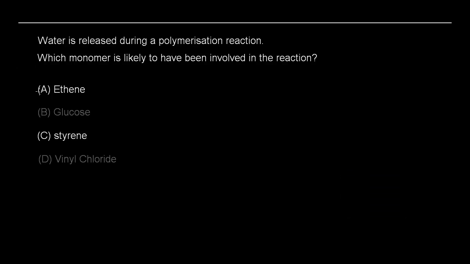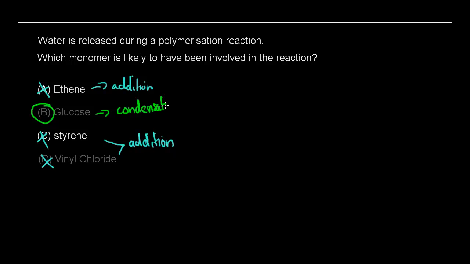So the correct answer was glucose. The reason why ethene is wrong is that it usually has to do with addition polymers. In addition polymers, there's nothing lost, there are no water molecules lost, only things gained. Same thing with styrene. Styrene and vinyl chloride are all examples of addition polymers, and in addition polymers, you have no water being lost. Whereas glucose is an example of a condensation polymer. And in a condensation polymer, we usually lose a small molecule, and in the case of glucose, it's a small water molecule.